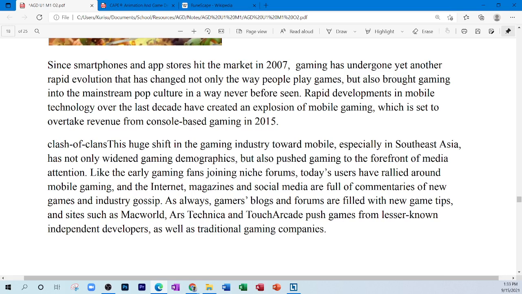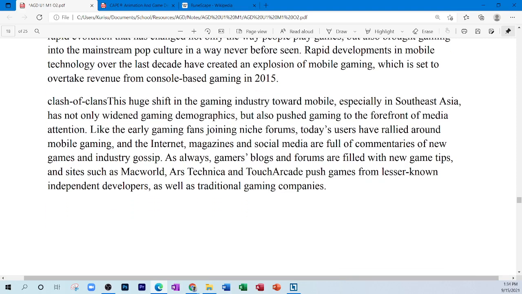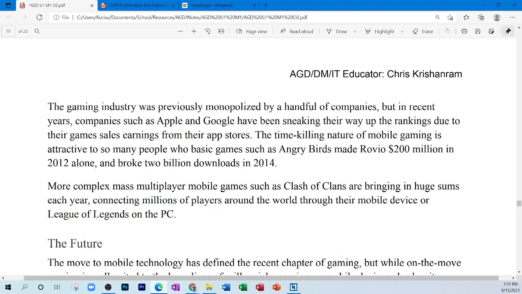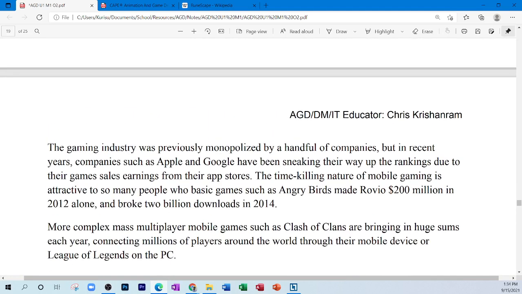As always, gamers, blogs, and forums are filled with new game tips, and sites such as Macworld, Ars Technica, and Touch Arcade push games from lesser known independent developers, as well as traditional gaming companies. The gaming industry was previously monopolized by a handful of companies, but in recent years, companies such as Apple and Google have been sneaking their way up the ranks due to their game sales earnings from their app stores.